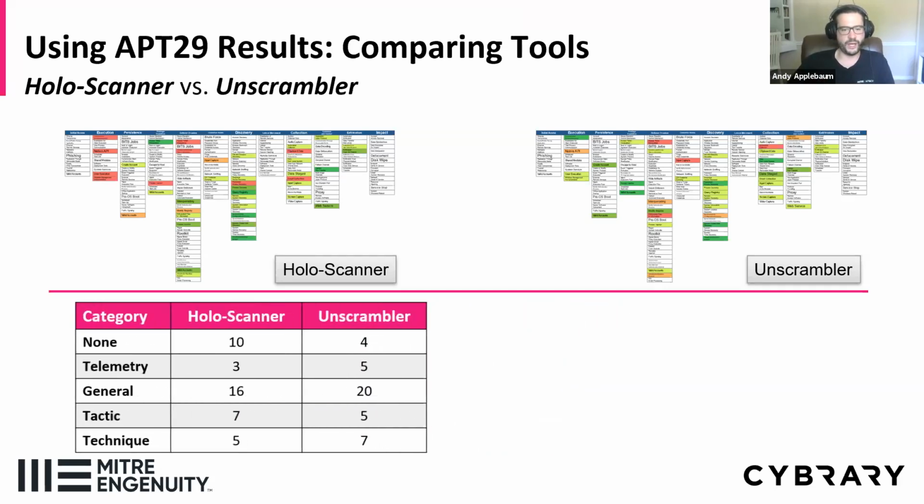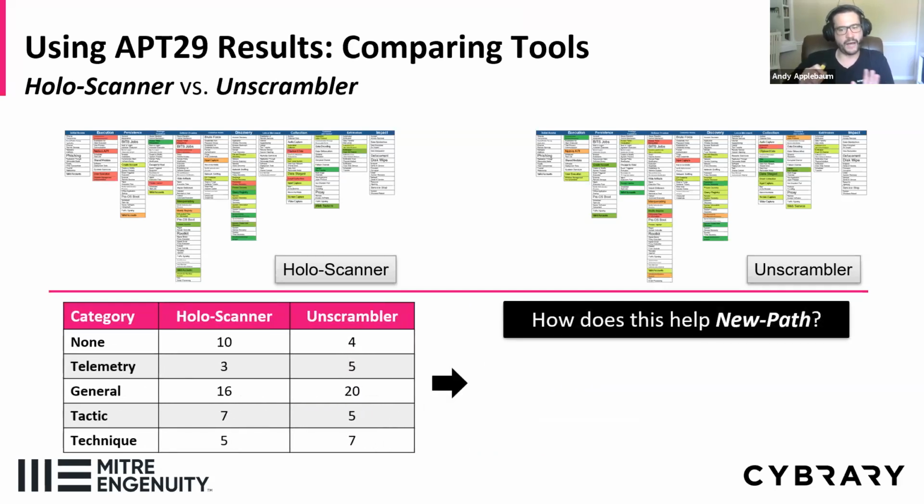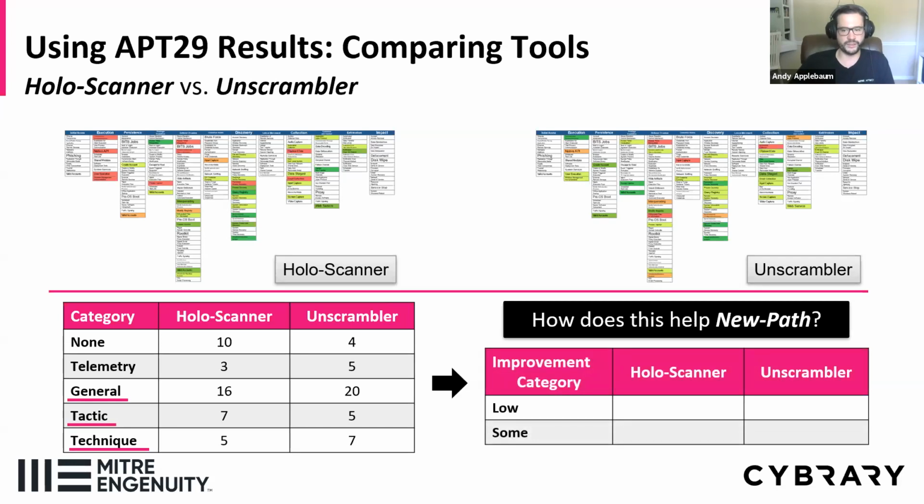But what we can do is say, well, no, not so fast. How does this actually help NewPath, right? How would this tool change their current coverage? And what we can do is a very simple table, where we're looking at general, tactic, and technique, and seeing which techniques each of these two tools has strengths around, in those 3 categories that they currently have either low or some confidence of detection of.